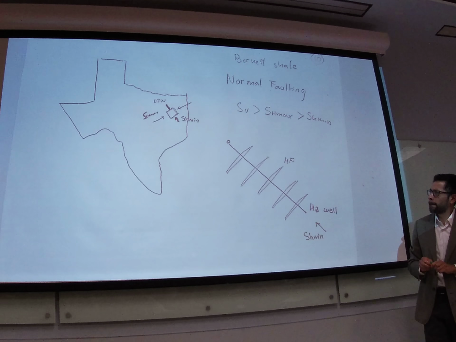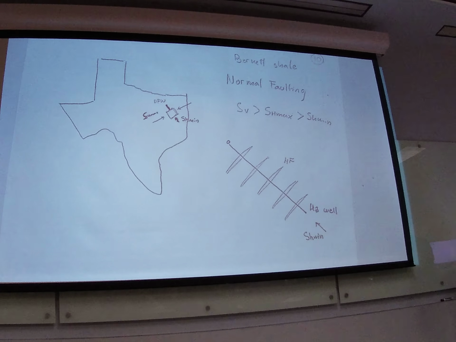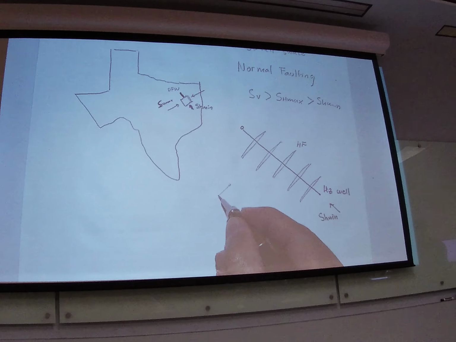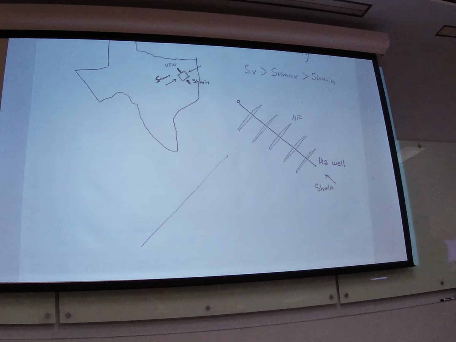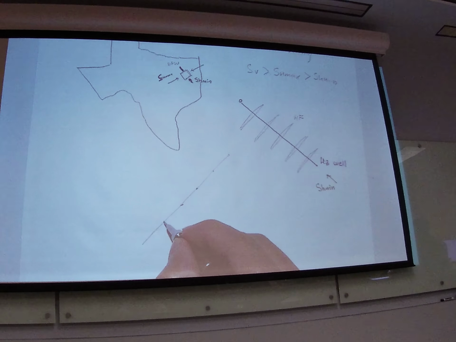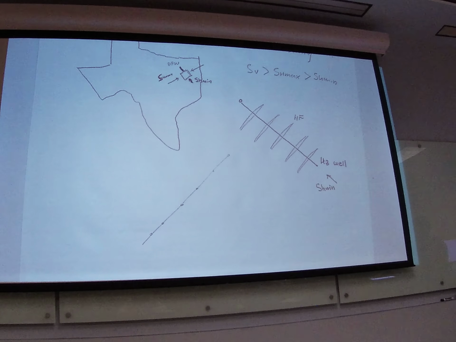So, you know, you could also do a wellbore here in this direction from the top and do multi-stage fracturing starting at those points. What will be wrong with that?